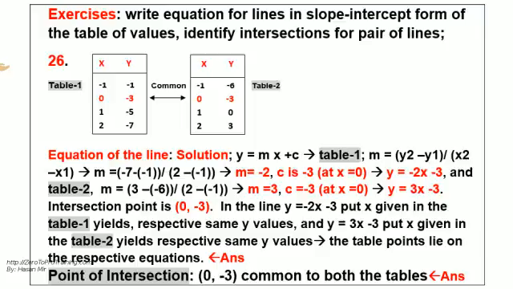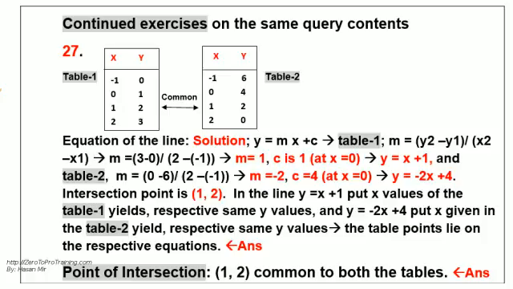Exercise 26. Equations of lines in slope-intercept form, respectively. Table 1 is y equals minus 2x minus 3 and Table 2 equation of the line is y equals 3x minus 3. Intersection point is (0, minus 3). Exercise 27. Table 1 is y equals x plus 1 and Table 2 equation of the line is y equals minus 2x plus 4. Intersection point is (1, 2).